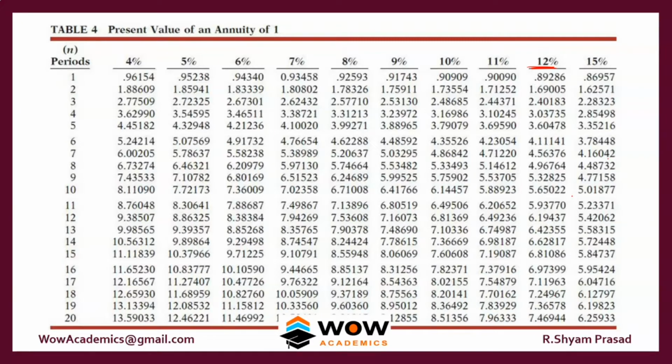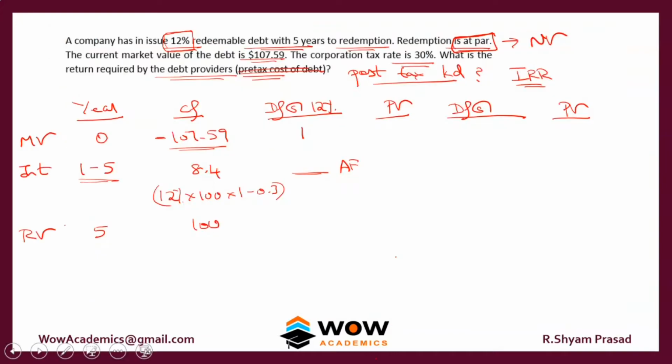So 5 years comes here. So 12% for 5 years, the annuity factor comes to 3.6. And the redeemable value is for 5 years, okay, and the cash flow is 100. See, this interest is received for 5 years, that's why we took the annuity factor. This redemption value comes only on the 5th year.